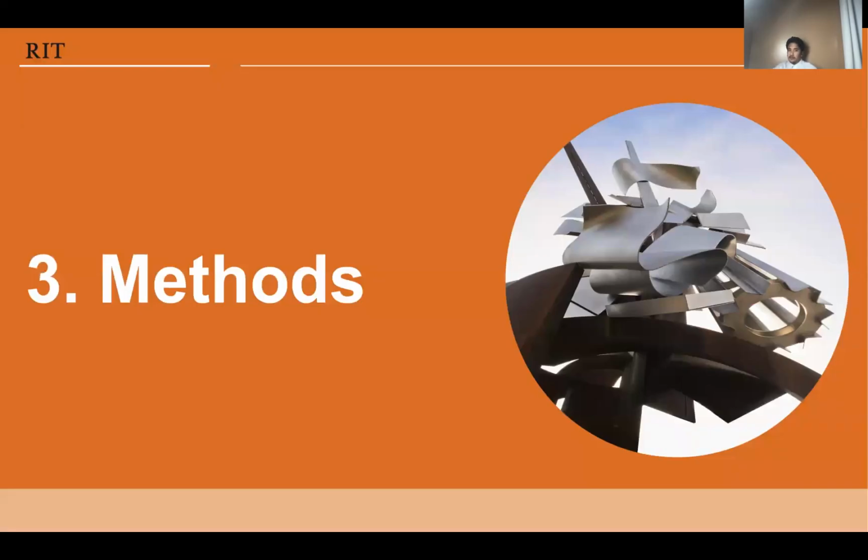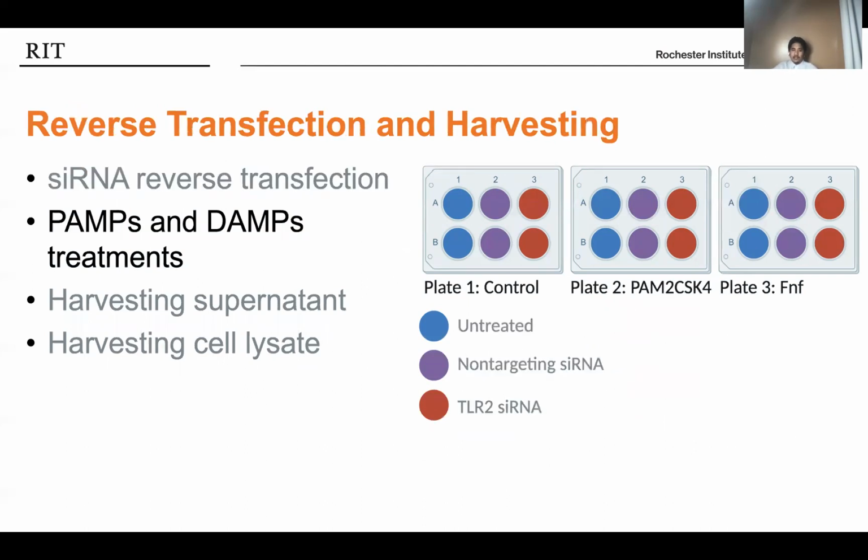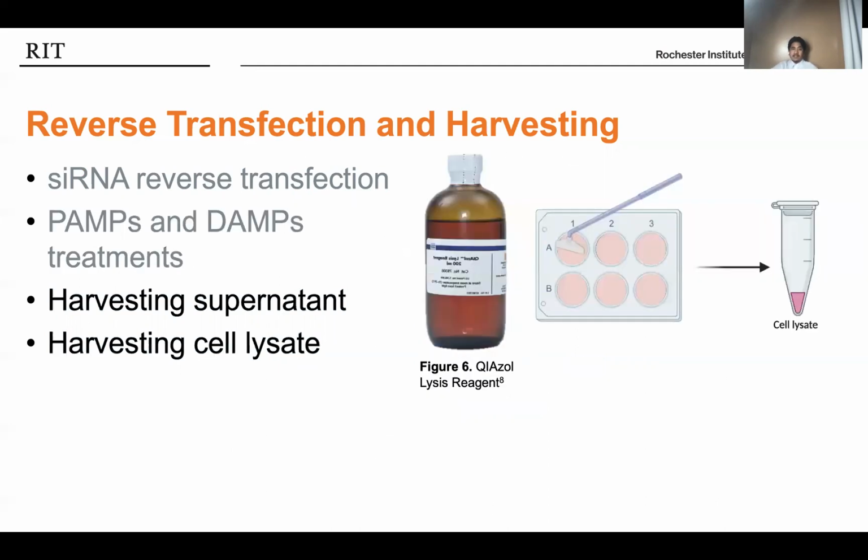Now moving on to some of the methods, the first thing has to do with TLR2 activation. We start with adding our different siRNA conditions, which includes the not treated, not targeting, and the TLR2 siRNA. Then we activate TLR2 with PAM2 and fragmented fibronectin, and we also have an extra plate that acts as a control that isn't treated. Next, after incubation, we harvest the supernatant and use that for the ELISA.